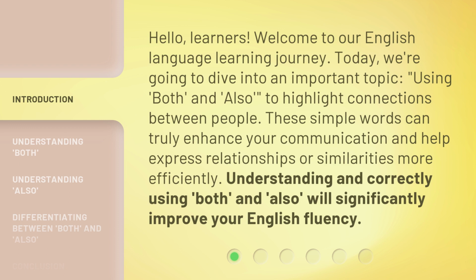Today, we're going to dive into an important topic, using both and also to highlight connections between people. These simple words can truly enhance your communication and help express relationships or similarities more efficiently. Understanding and correctly using both and also will significantly improve your English fluency.